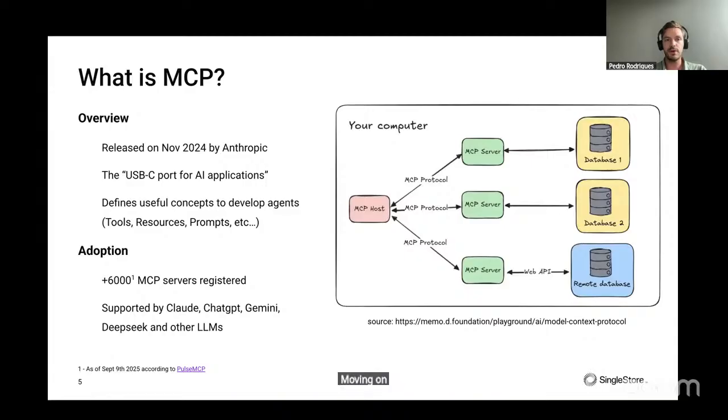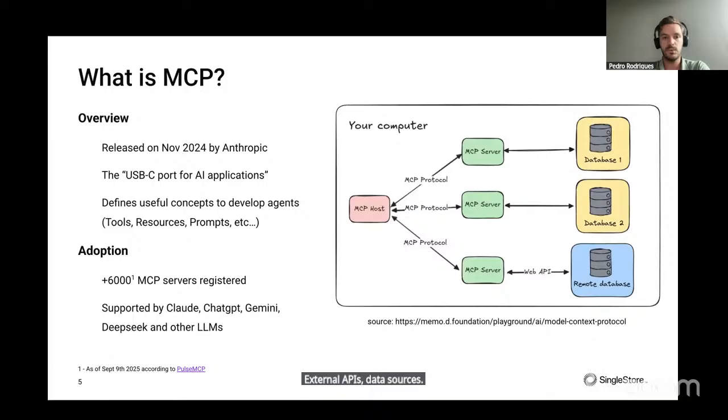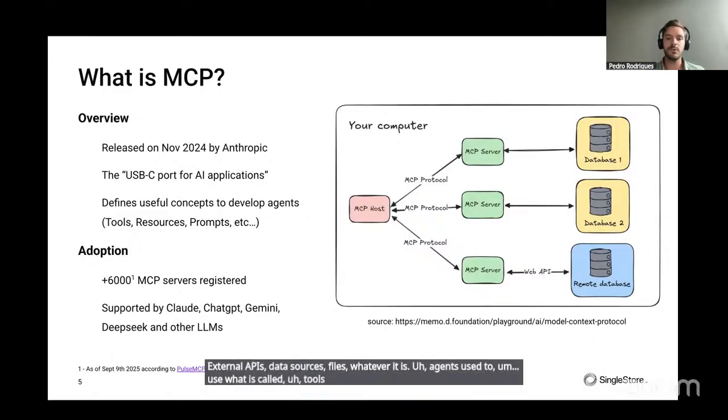Moving on to what is MCP. It is a way to standardize how your LLMs can interact with external services, whether these are external APIs, data sources, files, whatever it is. Agents used to use what are called tools, which are basically functions that allow LLMs to be more than just chatbots and actually perform actions on your behalf.